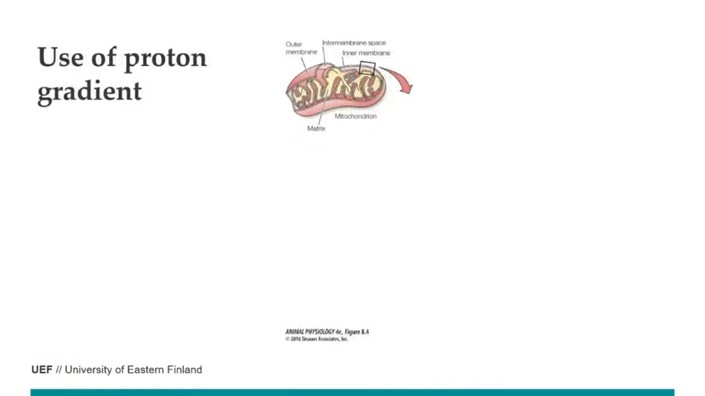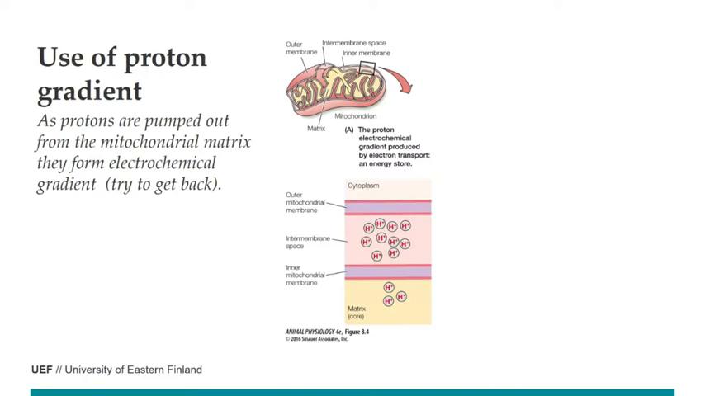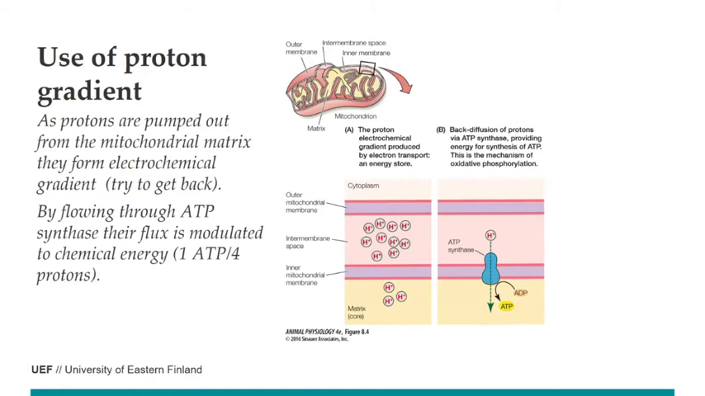And what happens next? We have a proton gradient. When protons are pumped out from the mitochondrial matrix, they form an electrochemical gradient, so they try to get back. And because there is ATP synthase, the flux can be converted to chemical energy. If 4 protons go back into the mitochondrial matrix, it will form about 1 ATP molecule.